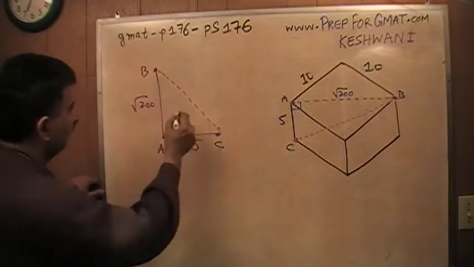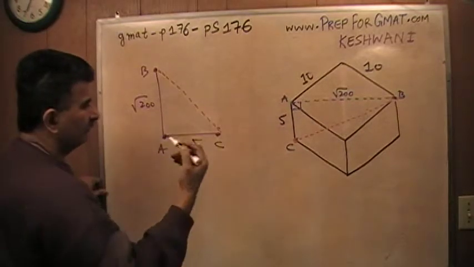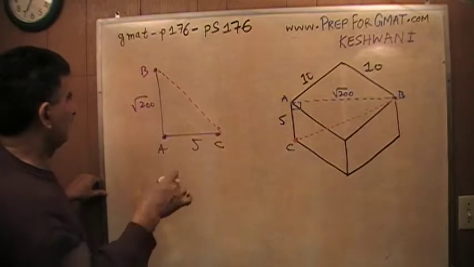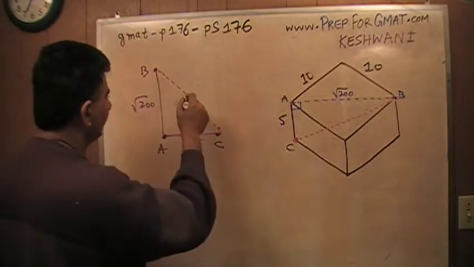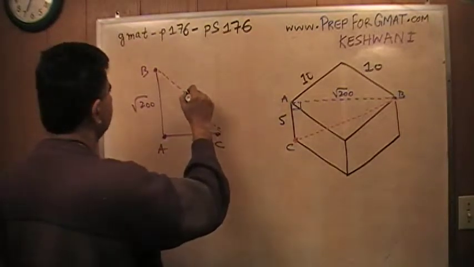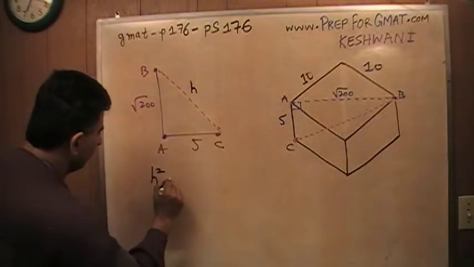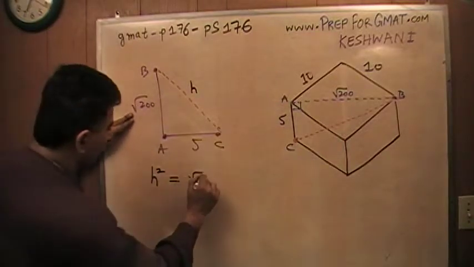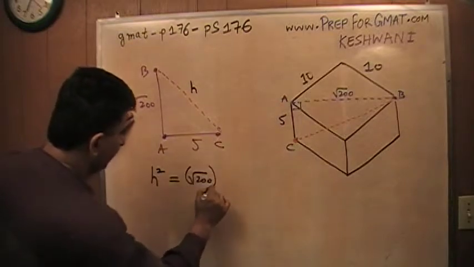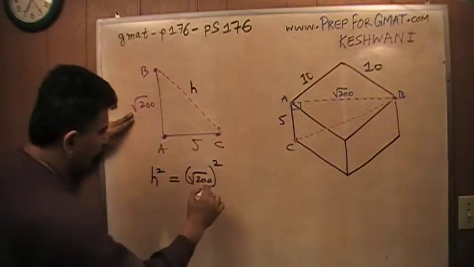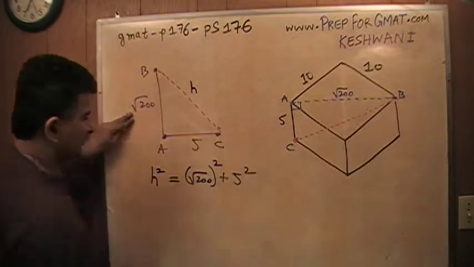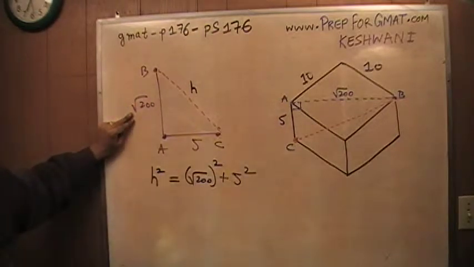Let's finish it up. Since I called the hypotenuse x before, I'm not going to call it x again, just to keep it separate. Let's call it h for hypotenuse. So h squared will equal root 200 squared plus 5 squared, which is what the Pythagorean theorem is.